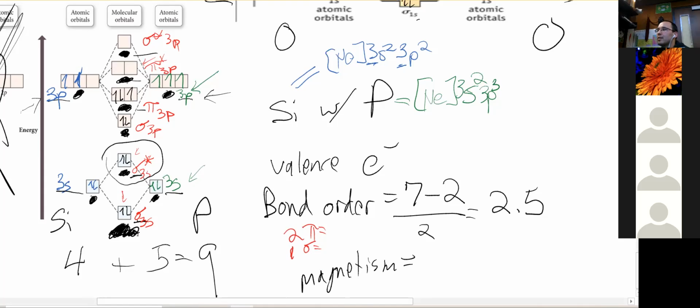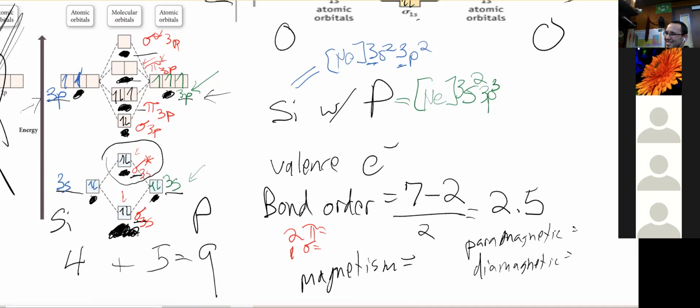So if you are magnetic, what do we know about your electrons? I think the term is paramagnetic and diamagnetic. What's it mean when you're paramagnetic? I think it's like some of them are left unpaired. Right? And so magnetism has to deal with the fact that you have these electrons and they're in these half-filled orbitals, and so they're not paired up, right?